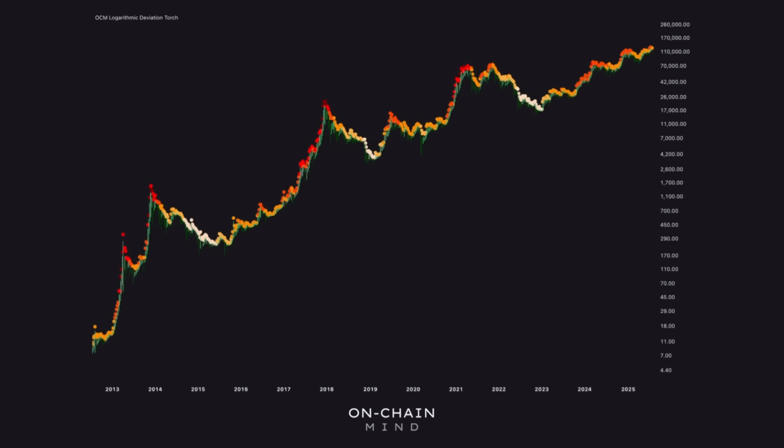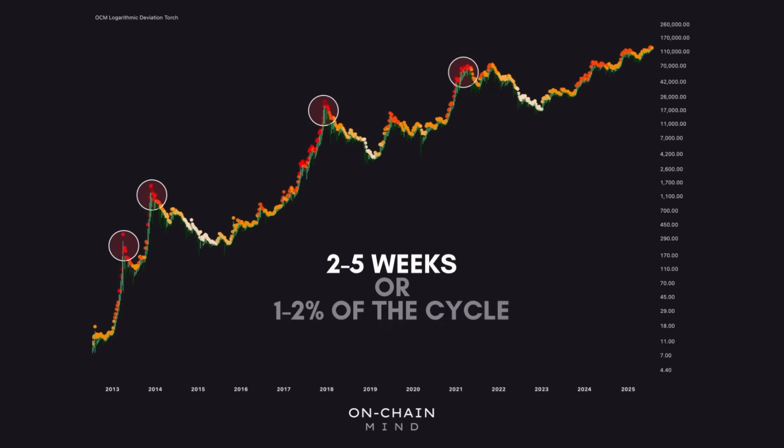On the weekly time frame, this indicator becomes especially useful. While it gives us only 1 dot per week, they tend to be higher conviction and more reliable. Each historical cycle peak has featured 2 to 5 dark red dots, meaning the true market peak has only lasted for 2 to 5 weeks on average. So in the context of a typical 4-year Bitcoin cycle, that's just 1 to 2% of the total cycle length, so timing really does matter in this sense. It highlights just how fleeting the top really is.